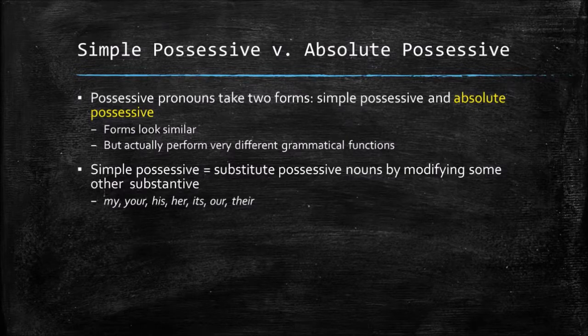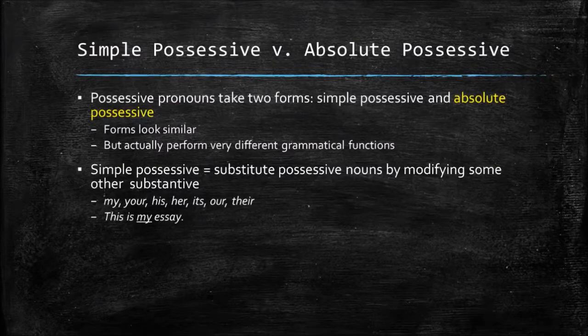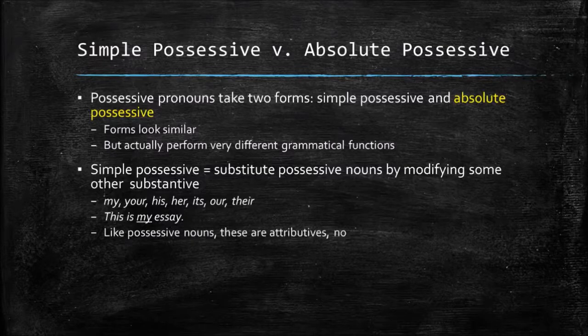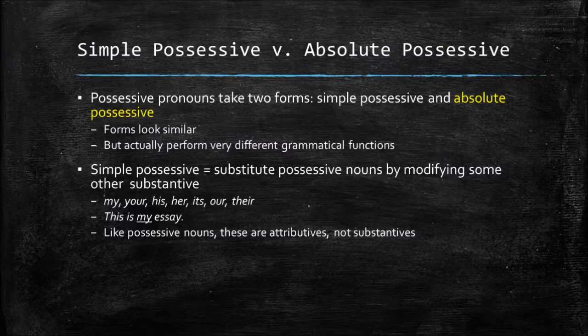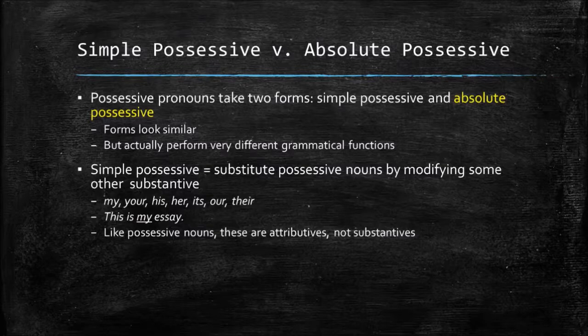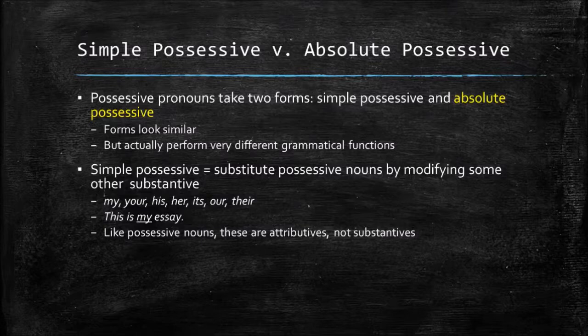Our simple possessive pronouns are my, your, his, her, its, our, without the s, and their. As in, this is my essay. Like possessive nouns, simple possessive pronouns are attributives and not substantives. As we can see in the sentence above, this is my essay. My is not a person or a thing in this sentence. My is simply a modifier of essay, which is a thing in this sentence. So my is actually acting as an attributive, which all simple possessive pronouns act as.